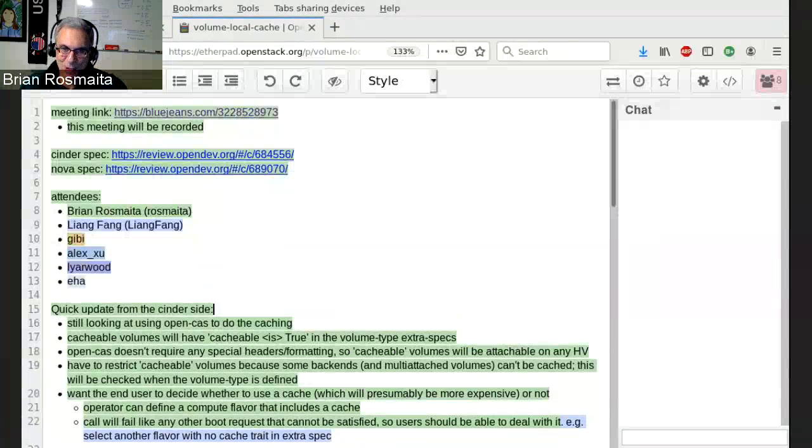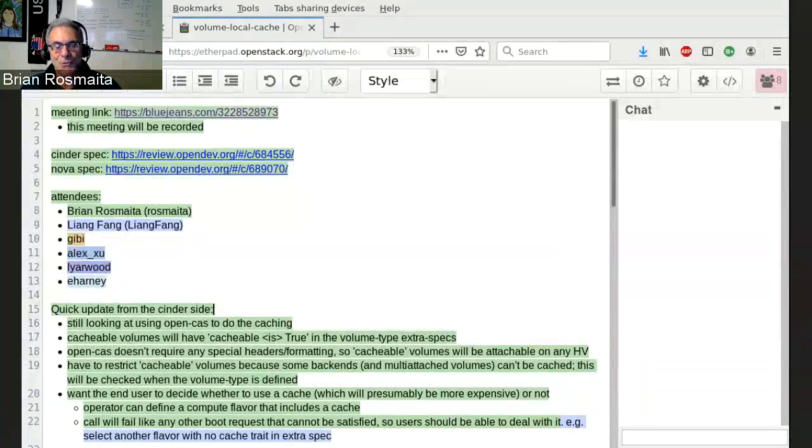And we have to restrict what can be cached. So for instance, the Ceph backend attaches in a different way, so you wouldn't be able to use it. And for multi-attach, we don't want multi-attached volumes being cached because data could get out of date.